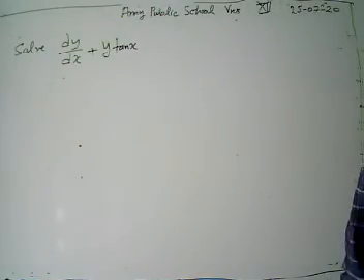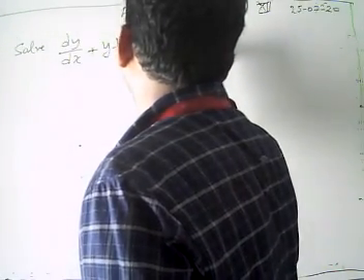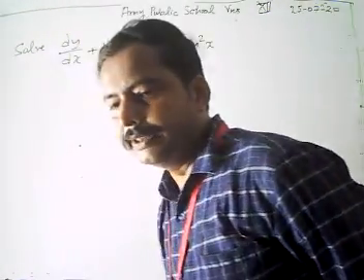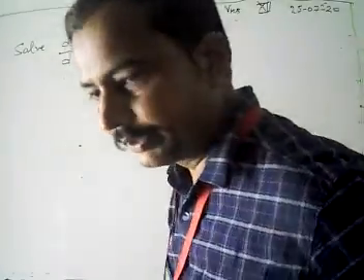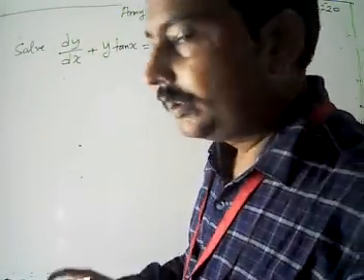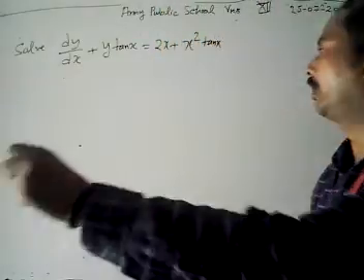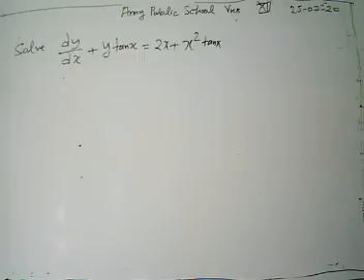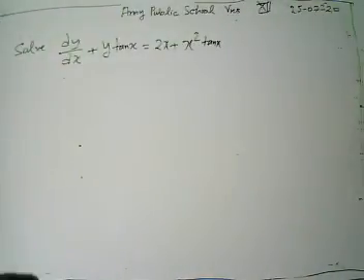Is equal to 2x plus... look, there is a little mistake in the problem. It's 2x plus x square tan x. Look, what we have to solve is dy/dx + y tan x = 2x + x² tan x. Look, we have a problem.